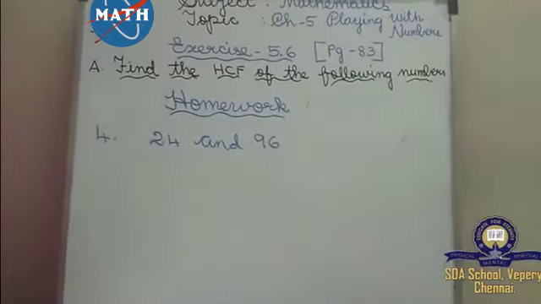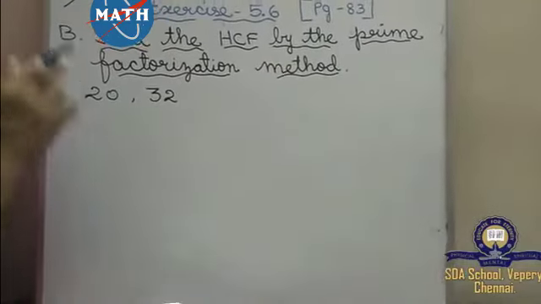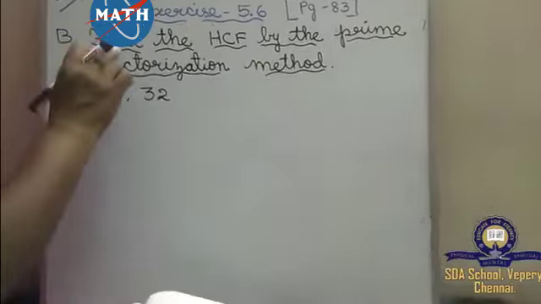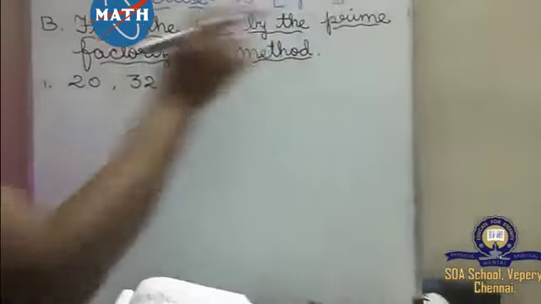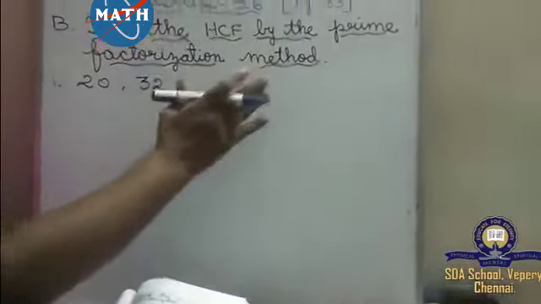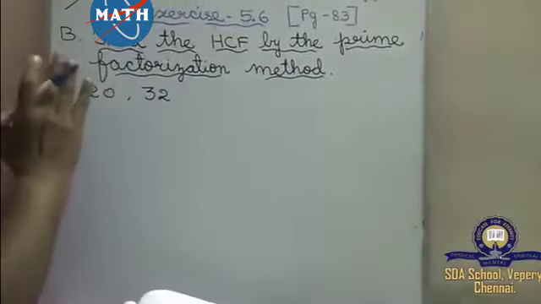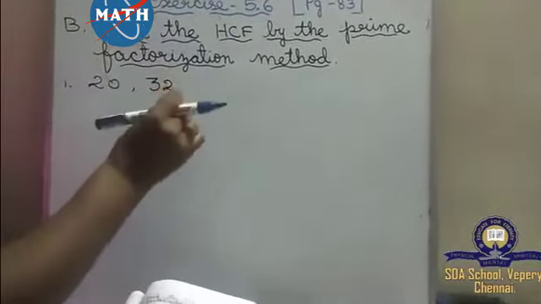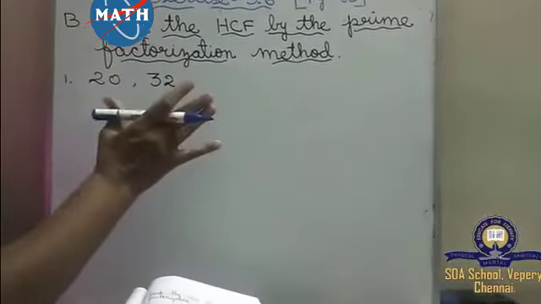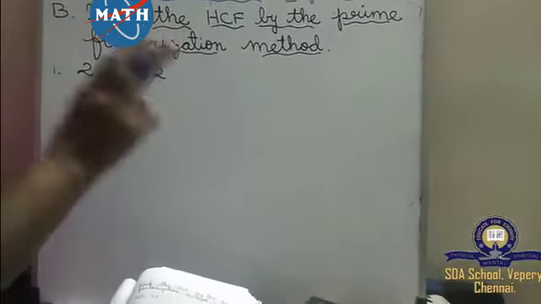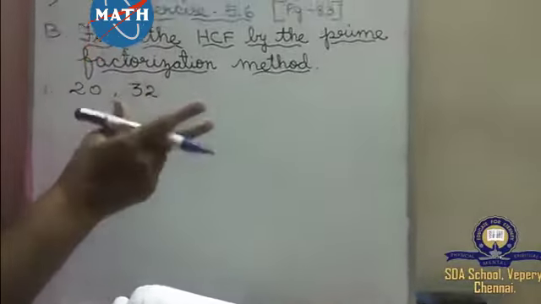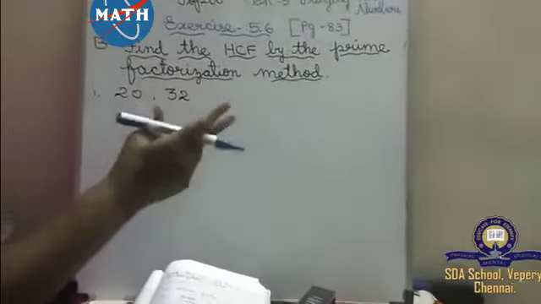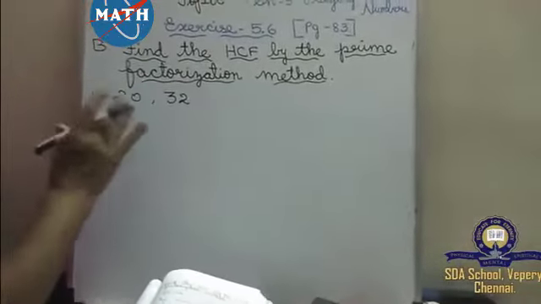Okay, children? Now we move on to the B1. Find the HCF by the prime factorization method. It is also the same like what we saw in the A. Understood? No other change. So I am teaching only 2 sums. Don't think that Miss has taught only 2, because the same method is used for that also.